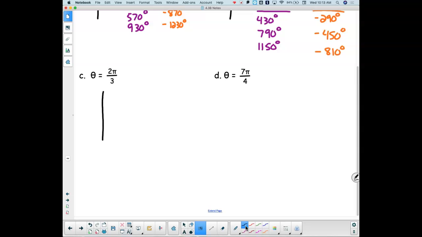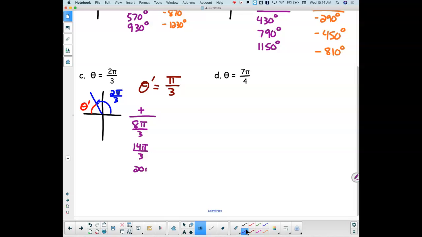2 pi over 3 is up here, which means this is my reference angle. So my reference angle, theta prime, is going to be pi over 3. Yes? Positive coterminal angles that go along with 2 pi over 3 would be 8 pi over 3, 14 pi over 3, 20 pi over 3.